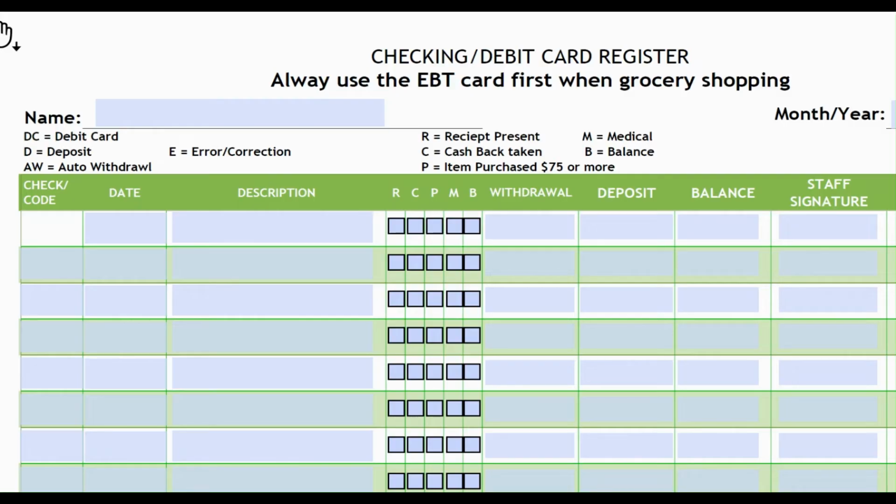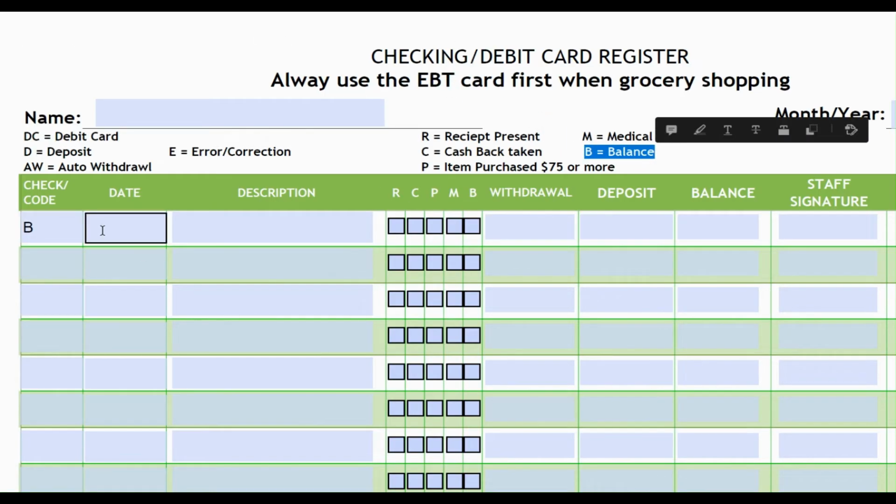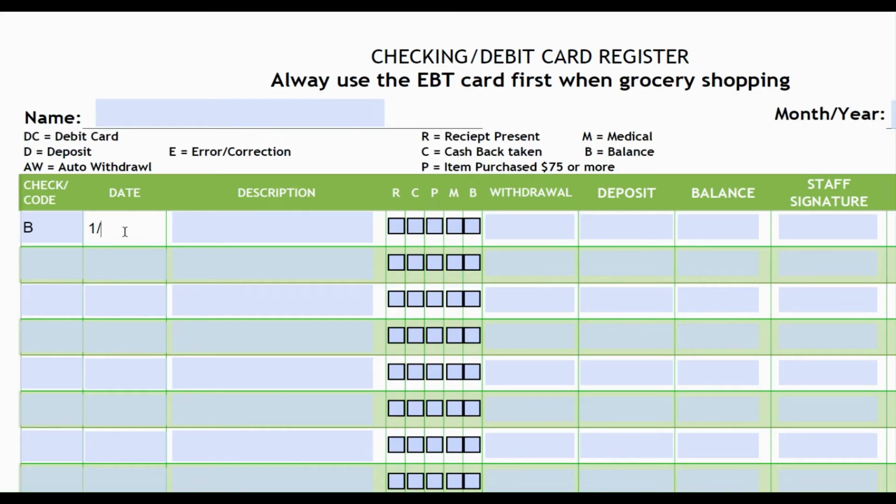Now, let's get back to the checking register. It is crucial that every month, at the very beginning of the month, the first line of the checking register is filled in, and that is with the starting balance. So, B was for the balance here. That's the code. The date is always the first of the month. And then you're just going to write in beginning balance.